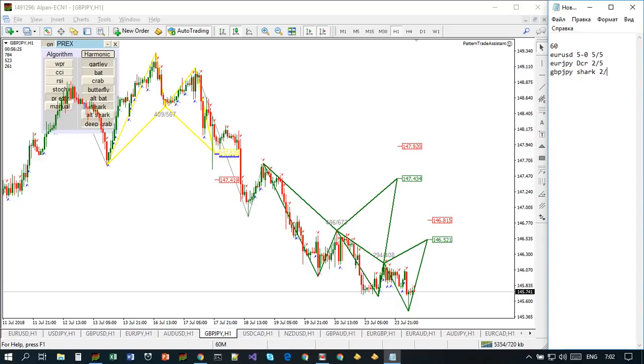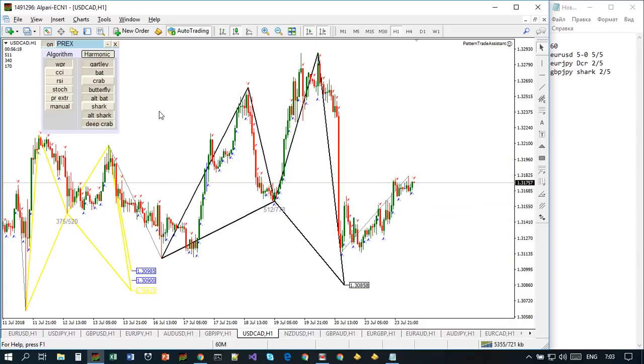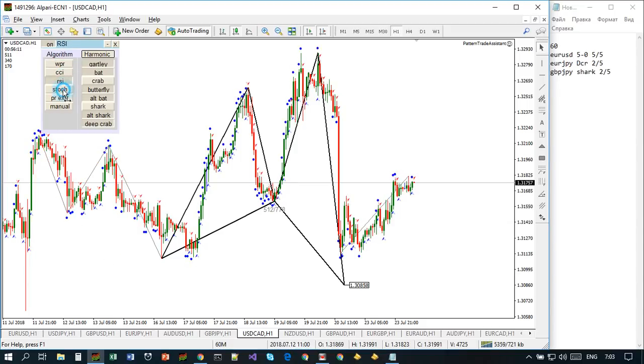Shark, 2.5. 2 of 5. Dollar Canadian. Let me delete this stuff. So what do we have? Alternative shark that is seen by other algorithms.